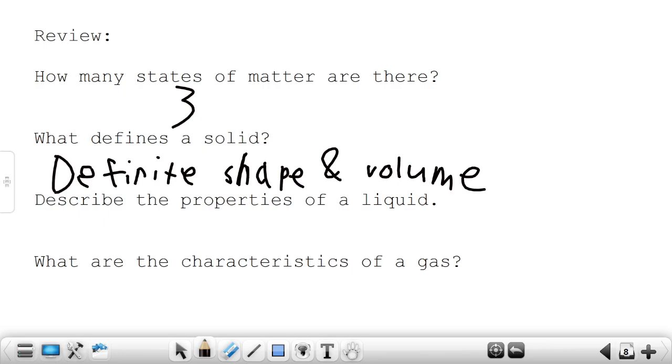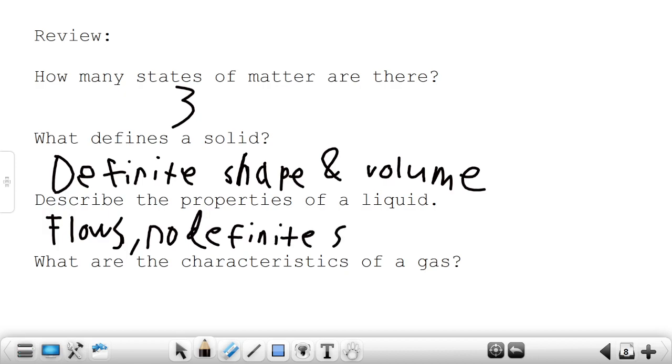So now describe the properties of a liquid. So flows, I won't necessarily say easy because some liquids are viscous and they don't flow as easily. Again, we'll learn more about that in the states of matter unit. So I'll just say flows for now. And no definite shape.